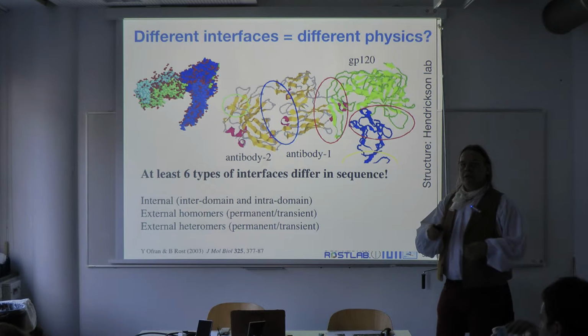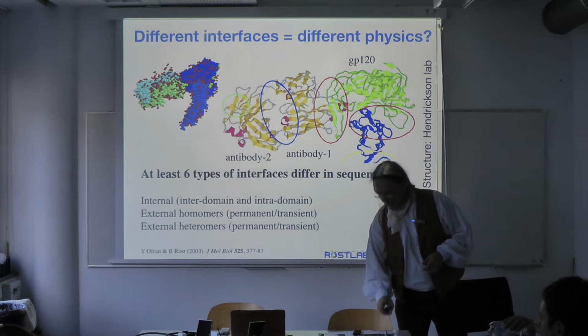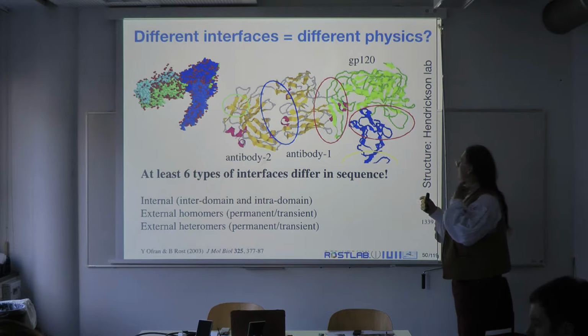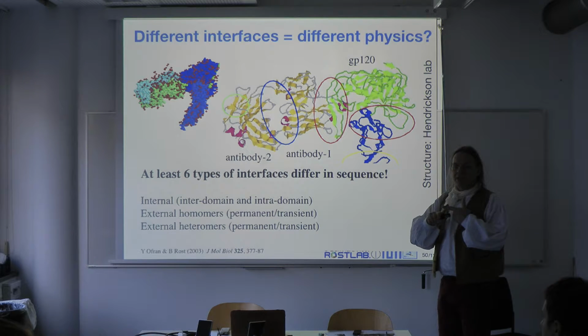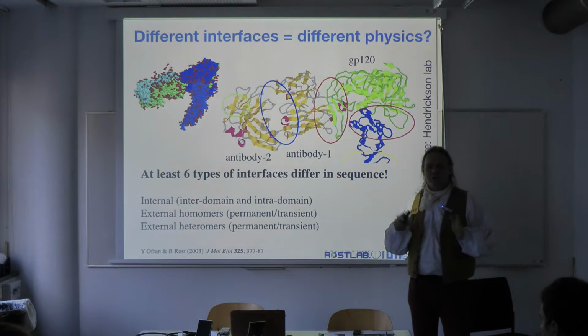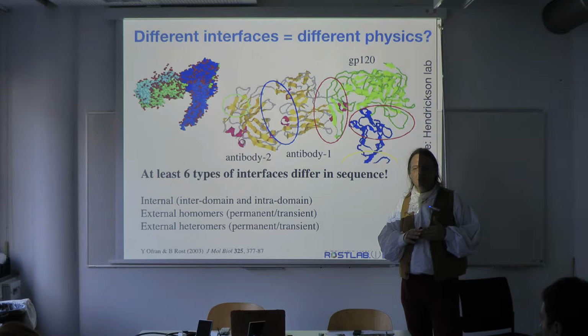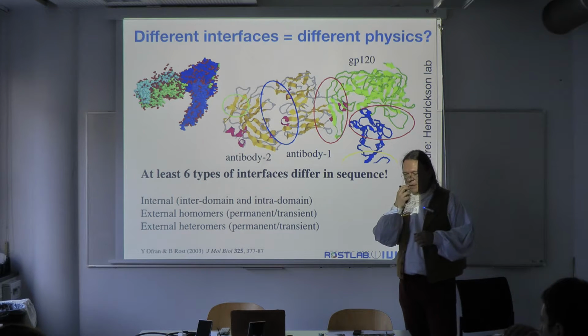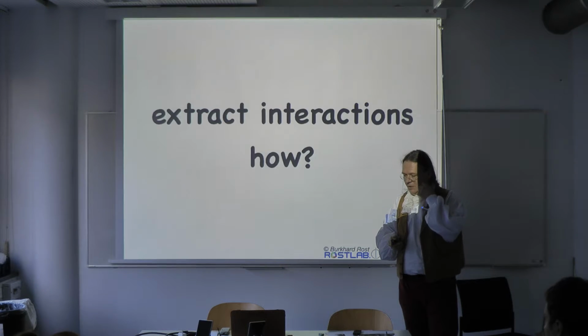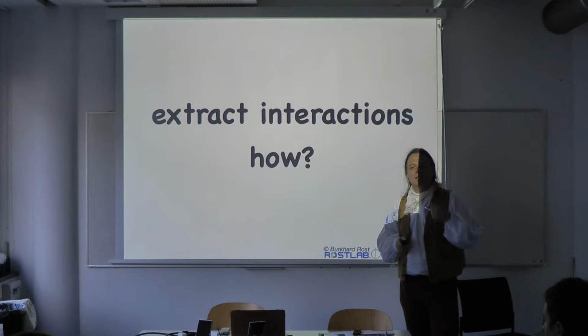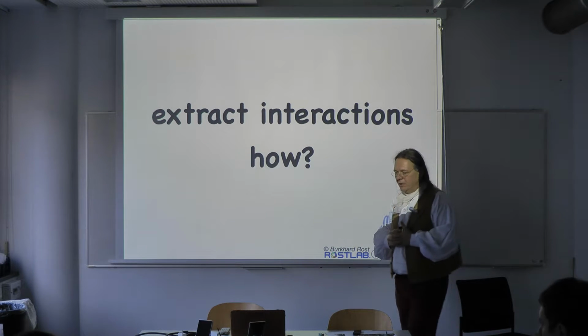Okay. So back to the task. We want to predict where this protein binds to another protein in a transient interaction. So transient essentially means it goes on and off. Okay? So the question is, how do we extract the interaction? So where do we get them from?